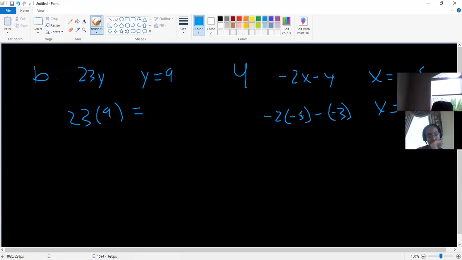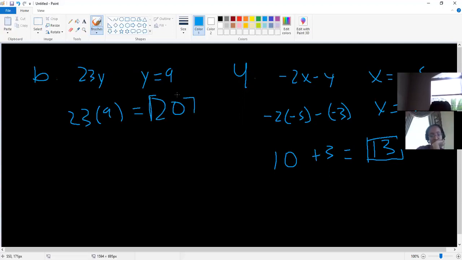Negative 2 times negative 5, two negatives, so that's a positive 10. And we have this double negative again, double negative property, that's a positive, plus 3. And that is 13. So for number 4, the answer is 13, and for B, the answer is 207. Does this make sense for everybody?